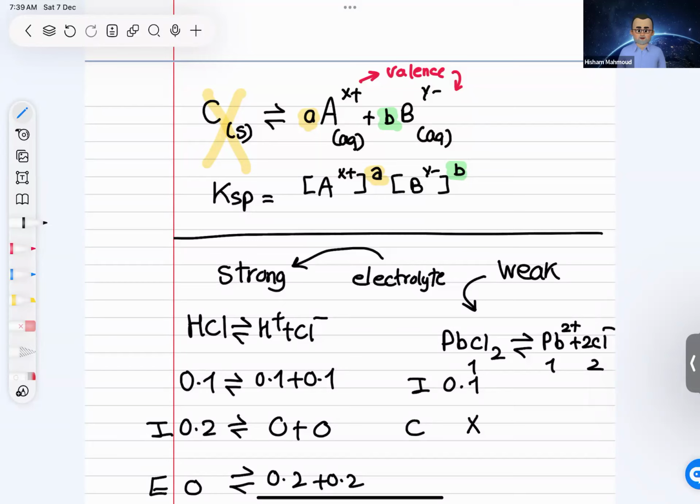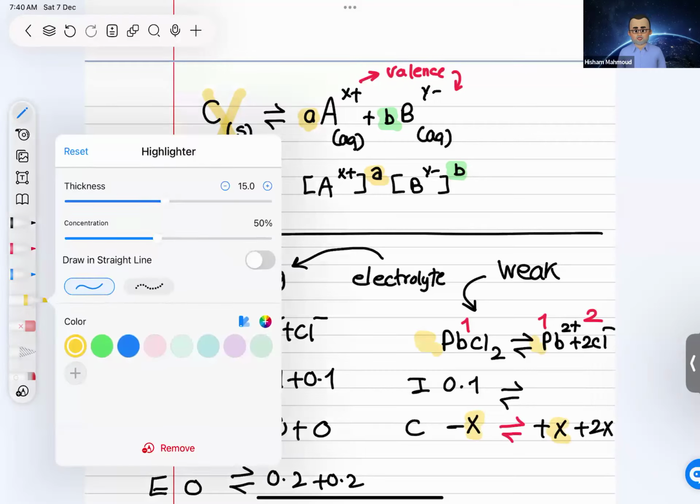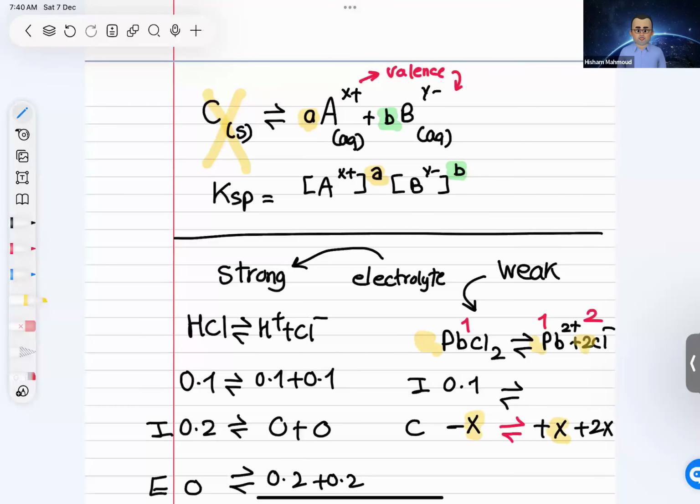So it is X. Since the reactant concentration is decreasing, it will be minus X. The amount formed of the products also follows the stoichiometry ratio, which is 1 to 1 to 2. That's why I have to follow this rule. So it will form plus X here and plus 2X here, because this one is 1, and this one is 2 in the coefficient.